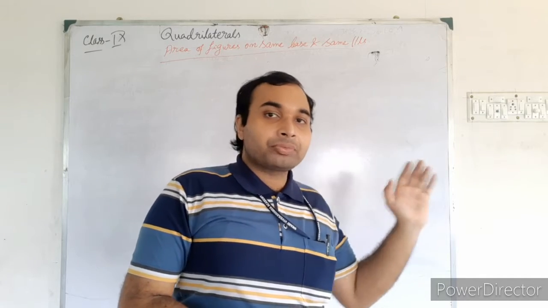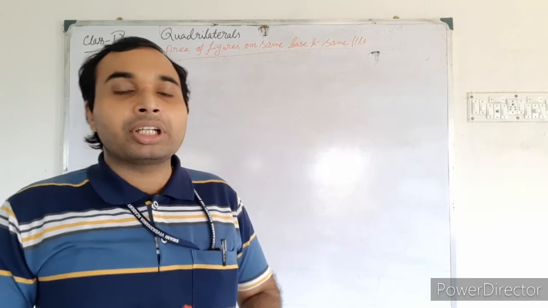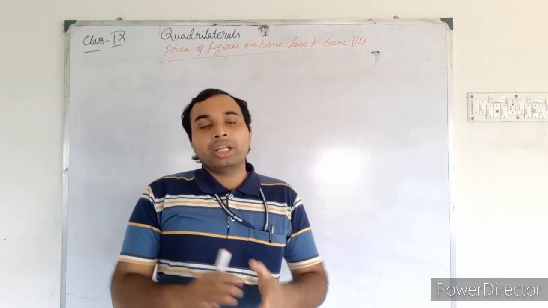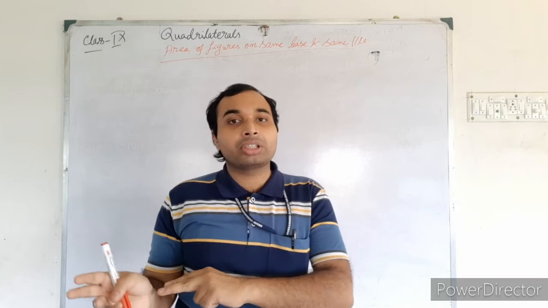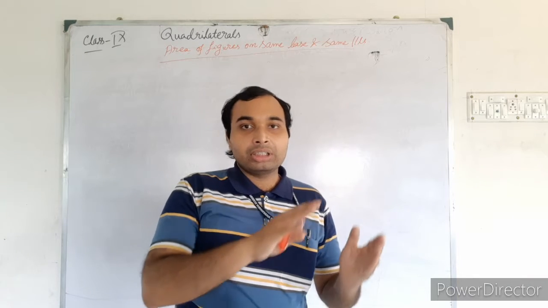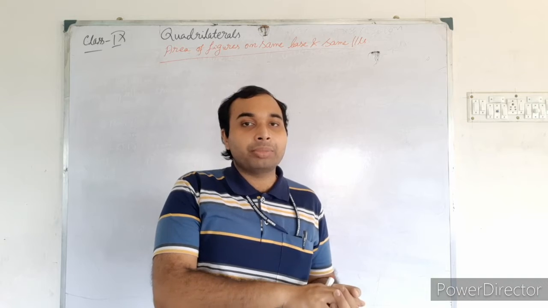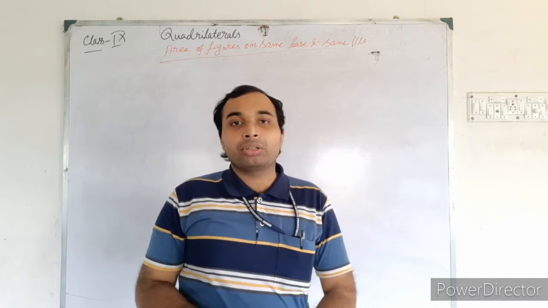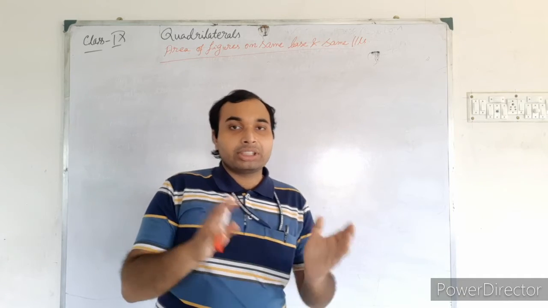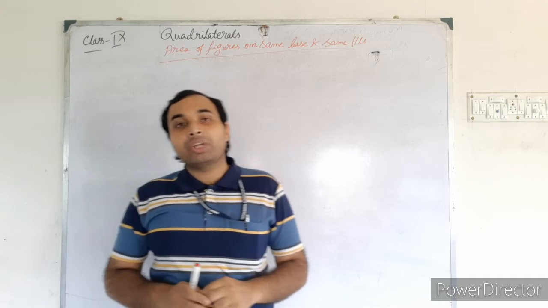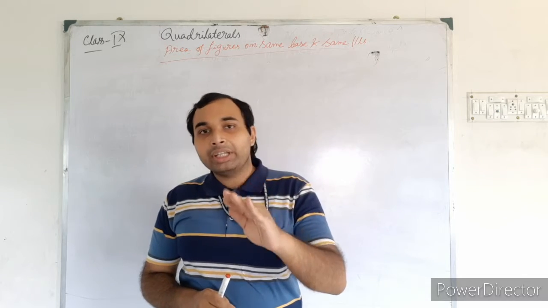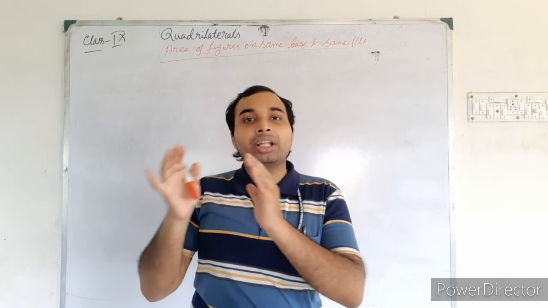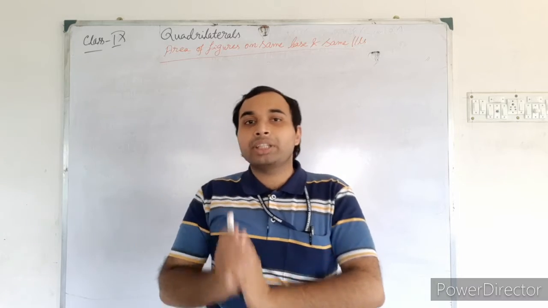From this segment, three types are there in your syllabus: area of parallelograms at the same base and same parallels, area of triangles, and area of triangles and parallelograms. That is, two parallelograms at the same base and same parallels, two triangles at the same base and same parallels, and also one triangle and one parallelogram. Within these three parts, two concepts are very important: the area of two parallelograms at the same base and same parallels, and the area of one triangle and one parallelogram at the same base and same parallels.